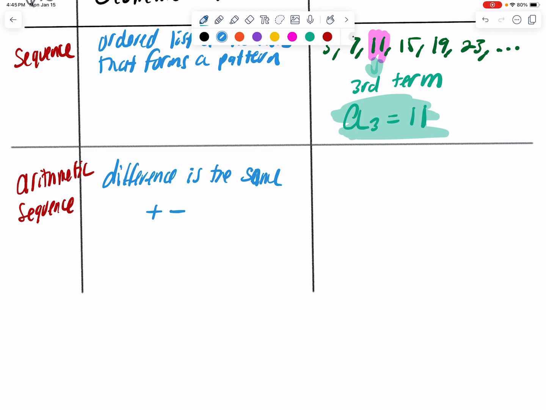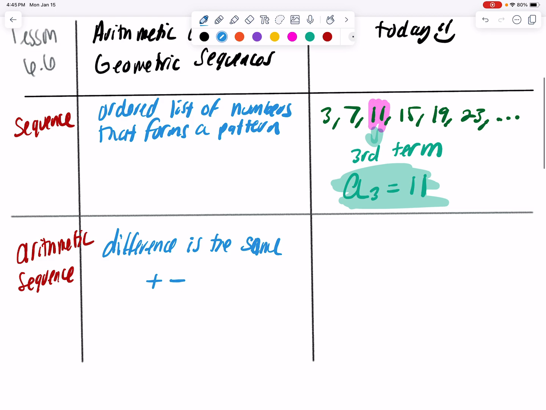The sequence above is an arithmetic sequence. So this one is arithmetic because it's going by 3, 7, 11, 15, adding 4 each time. So you're adding 4 consistently. Or the difference, 7 minus 3. I'm going to put difference or sum because technically it's that.